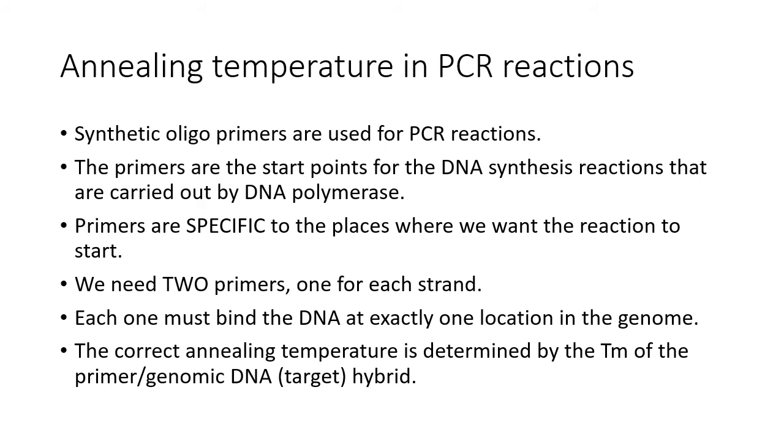They also have to be specific in binding the DNA at only one location, and importantly for the current context, the correct annealing temperature to use in the PCR reaction is going to be determined by the melting temperature of the primer and target hybrid. You've got to get your melting temperature right, you've got to get your annealing temperature right in order to get good specificity in a PCR reaction, for the same reasons we talked about a minute ago.